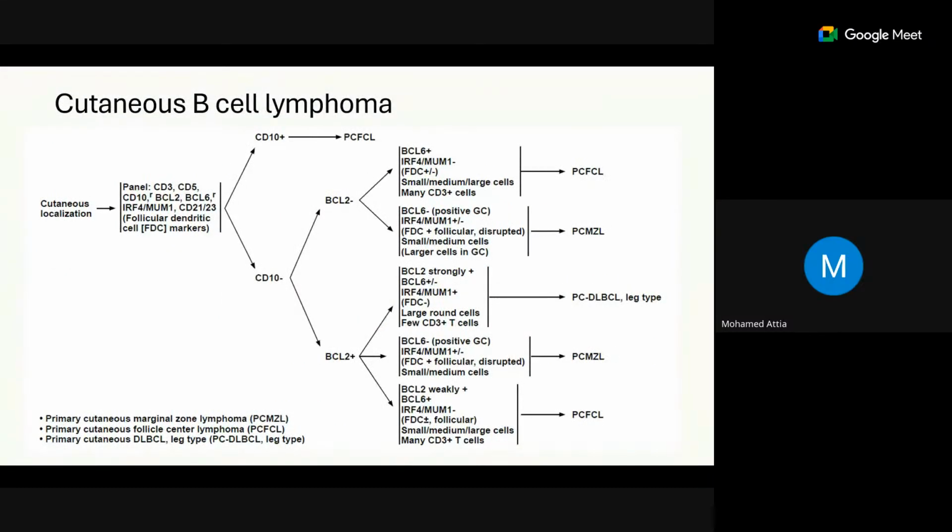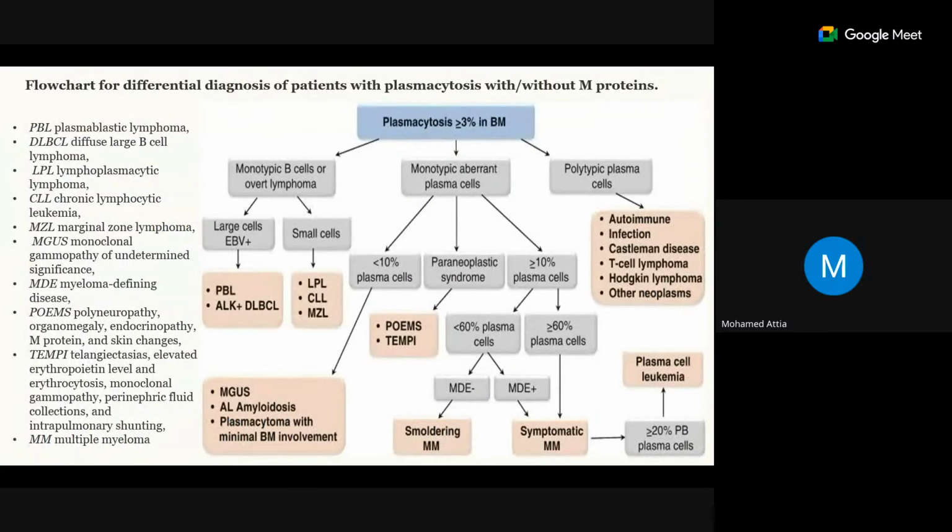For the cutaneous B-cell lymphoma, we will group it with the T-cell lymphoma because it is most commonly cutaneous, and here we will discuss some kinds of cutaneous B-cell lymphoma. And this form of plasmacytosis in the bone marrow, we will discuss with the plasma cell dyscrasias. So by this, we will finish all of the lymphoproliferative disorders, inshallah.